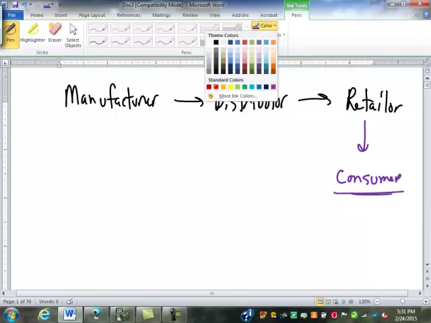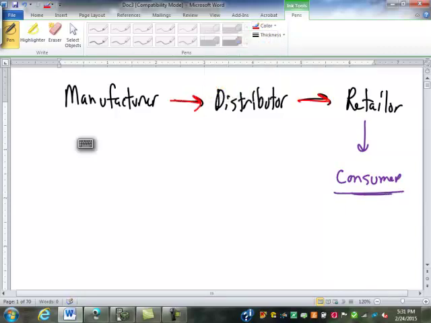What we're going to talk about tonight are these two stages, getting from a manufacturer to distributor or distributor to a retailer. Really, the process is pretty much the same from one to the other, so we're just going to assume it's one continuous process. So the first thing we're going to talk about is something called a trade discount.